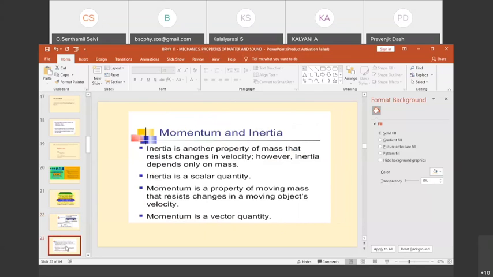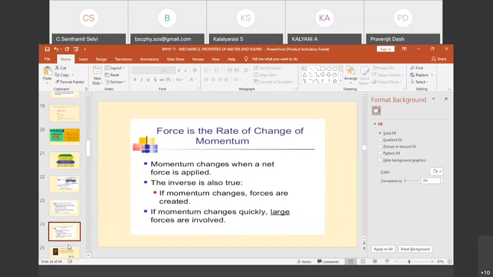So inertia is another property of mass. Already I told you, mass resists a change in velocity, so inertia depends only on the mass. Inertia is a scalar quantity; there is no direction. But momentum is a vector quantity, because a moving mass resists changes in an object's velocity. So you can say momentum is a vector quantity.